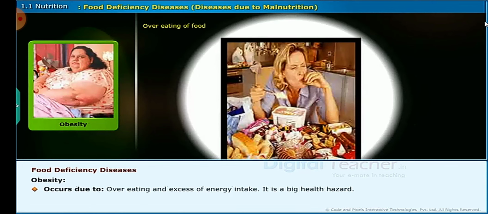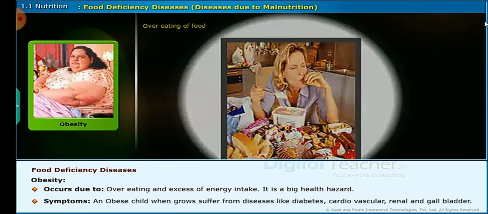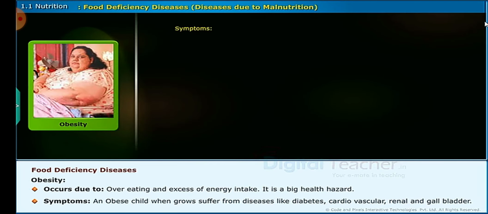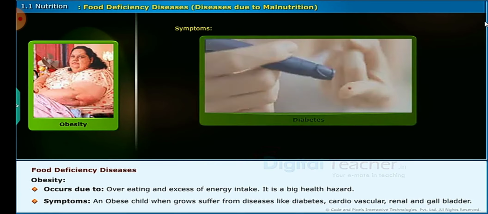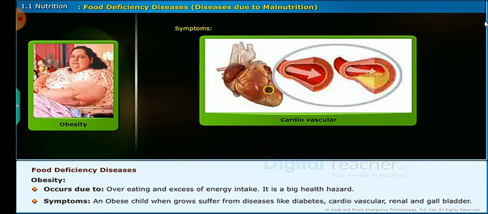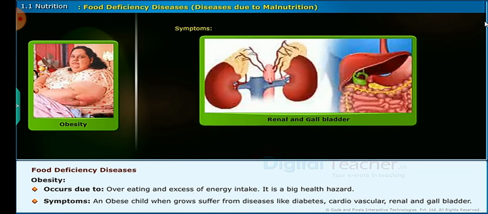Obesity occurs due to overeating and excess of energy intake. It is a big health hazard. Symptoms: an obese child, when grown up, suffers from diseases like diabetes, cardiovascular, renal and gallbladder diseases.